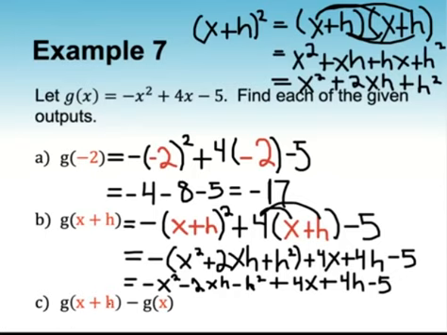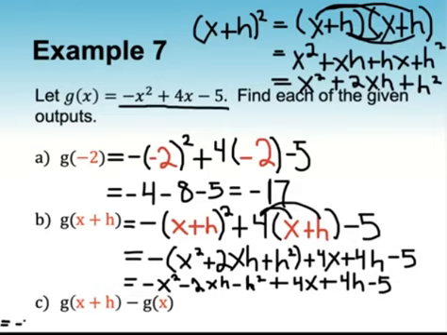Part C, we have g of x plus h minus g of x. So in this case, we've already done all the work. If you look at part B, we have g of x plus h. Now we need to just take what we got there and we need to subtract g of x, which is just your entire function that we have up here. So this is going to equal, I'm going to write it here so we don't run out of room.